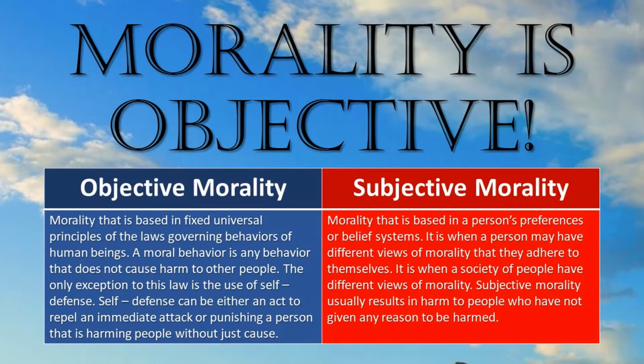So over to the red here, subjective morality: morality that is based in a person's preferences or belief systems, like Spooner said, will, numbers, and power. It is when a person may have different views of morality that they adhere to themselves. It is when a society of people have different views of morality. Subjective morality usually results in harm to people who have not given any reason to be harmed. That's where that leads. And most people don't even understand what morality is. It's objective. Morality is objective. Everything else is just preferences and wills.